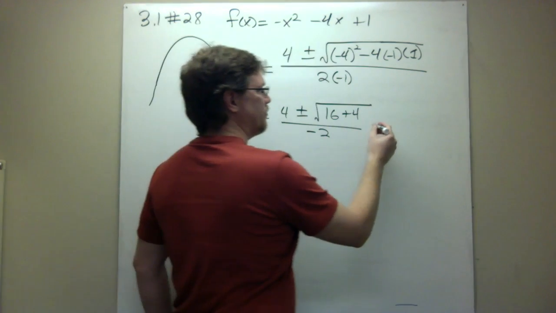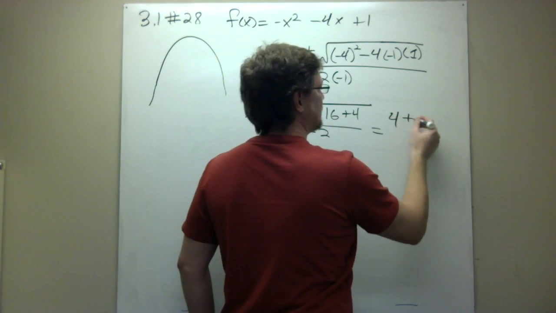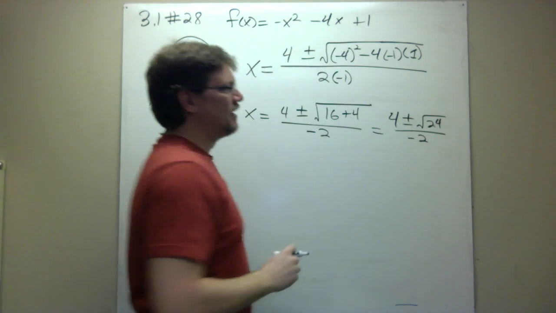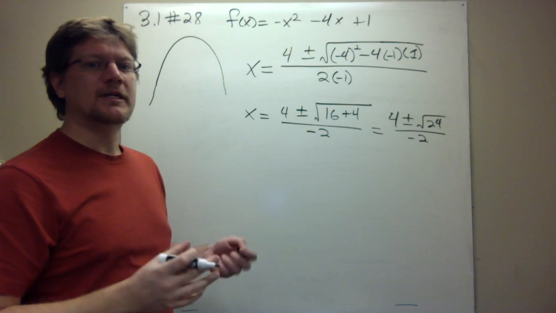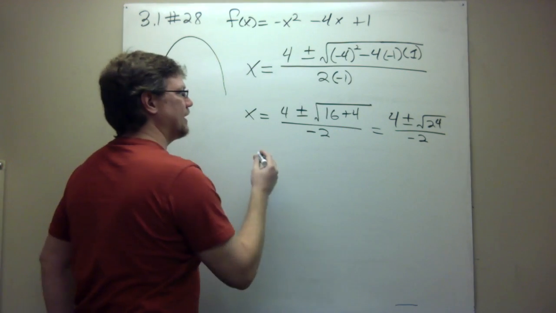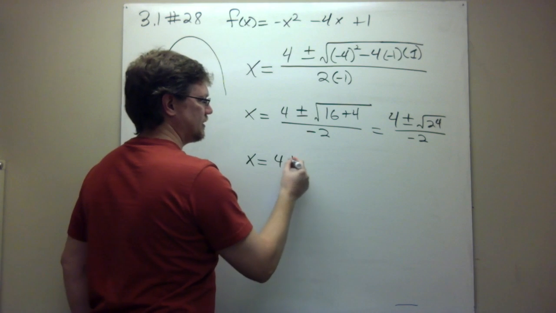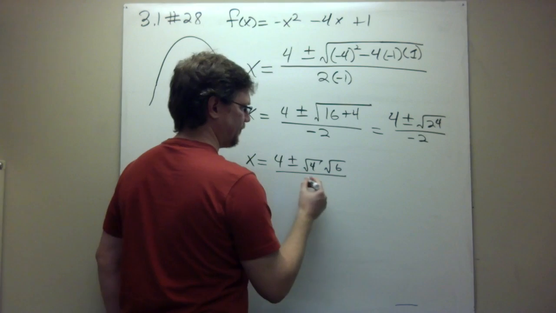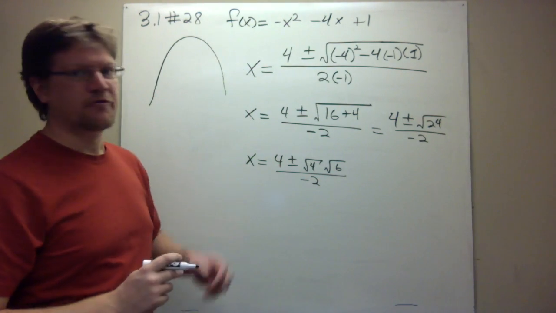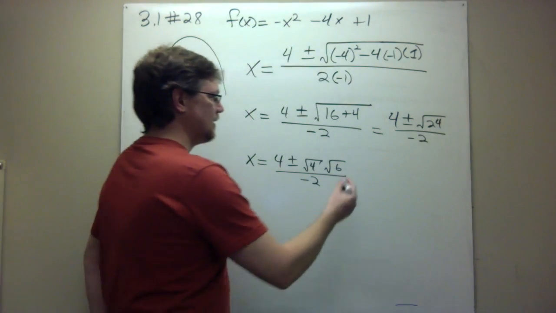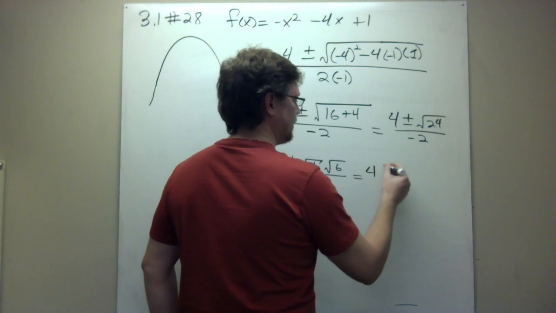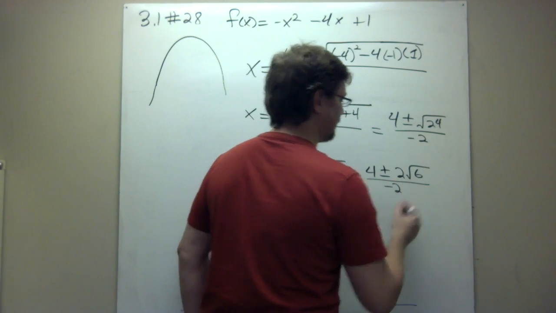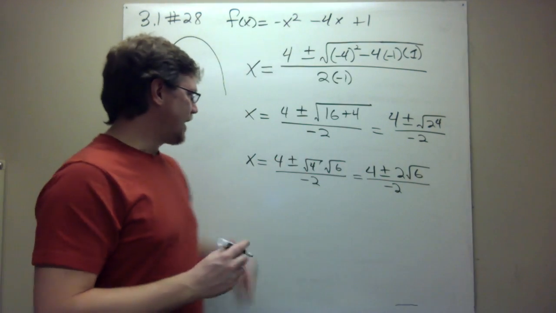16 plus 4 is 24, so we can write it that way. 4 plus or minus the square root of 24 over a negative 2. 24 is 4 times 6. So I can write this as 4 plus or minus the square root of 4 times the square root of 6 over a minus 2. And the square root of 4 is equal to 2. So we're going to get, this is 4 plus or minus 2 times the square root of 6 all over a negative 2. Now I could break this fraction up.